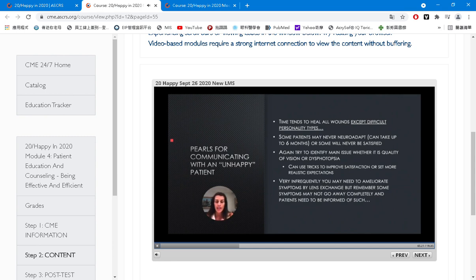Most are happy with that and want to keep their range of vision, but very infrequently some are not happy still, and you may need to do a lens exchange. But let them know that some of the symptoms may not get better, and patients need to know that we are working through a process together. Again, hold their hands, keep them close, and talk to them about it all.